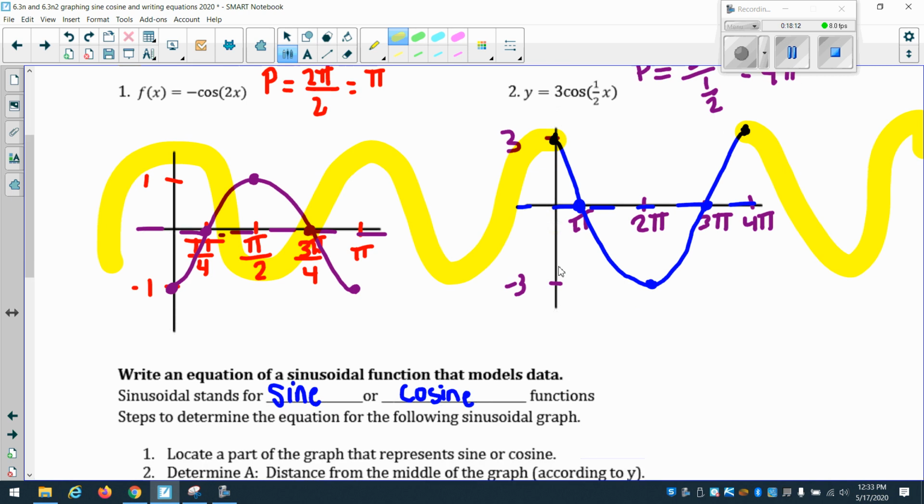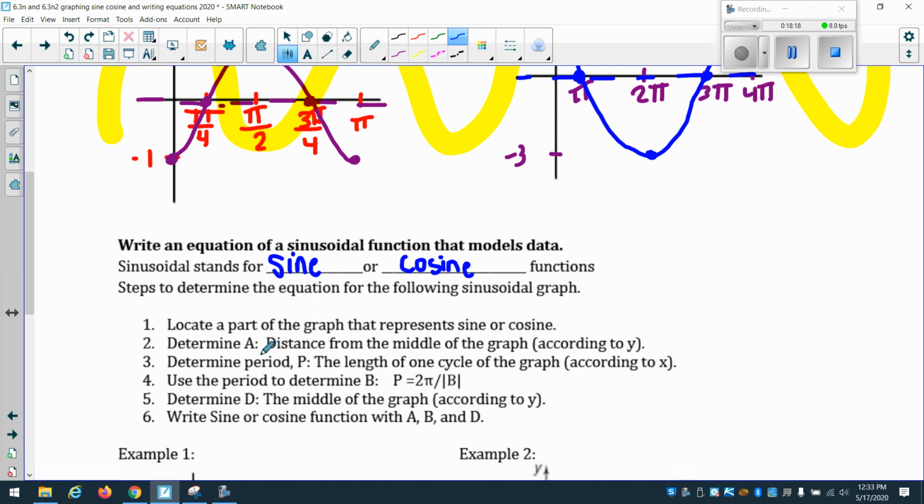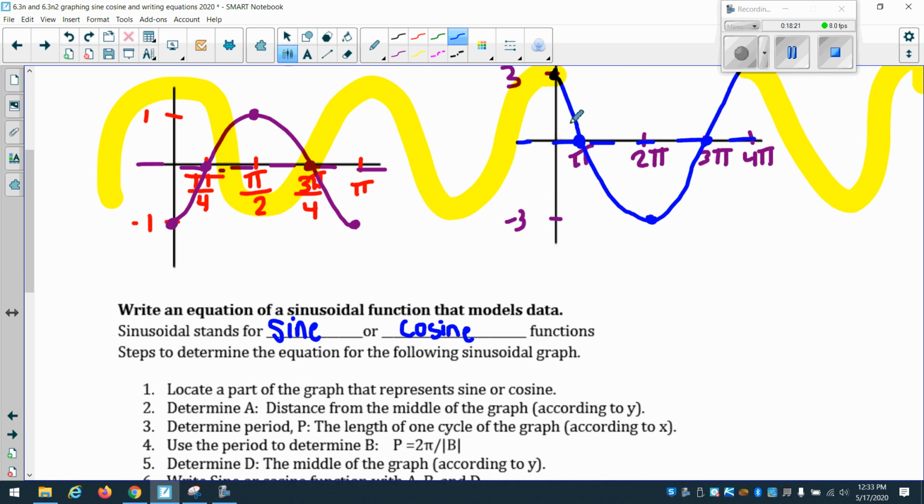So to tell the difference between sine and cosine, we're going to use the y-axis to determine if it is sine or cosine. Now, if it's a cosine graph, since we just finished that, and you look at the y-axis, you're either starting at the maximum and ending at the maximum, or you're starting at the minimum and ending at the minimum.